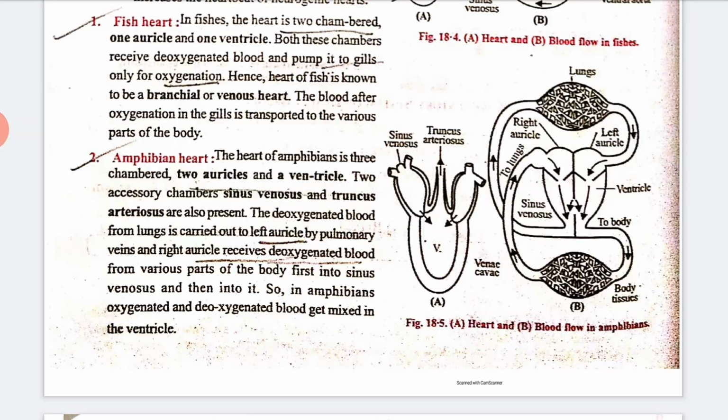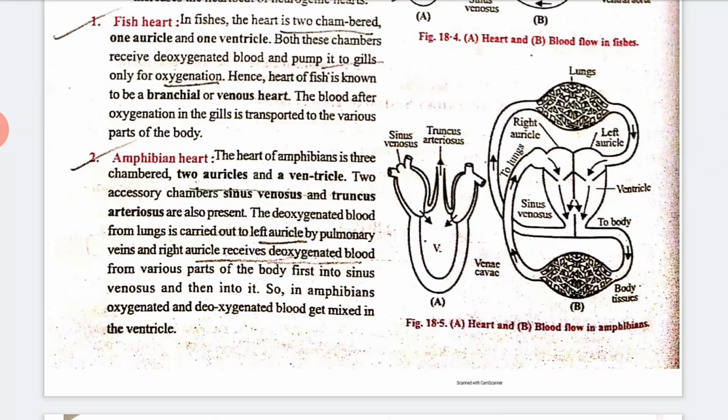So the deoxygenated blood from lungs is carried out to left auricle by pulmonary veins, and right auricle receives deoxygenated blood from various parts of the body, first into sinus venosus and then into it. So in amphibians, oxygenated and deoxygenated blood get mixed in the ventricles. Clear? Now next we have the reptilian heart.